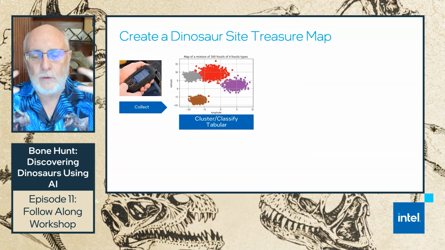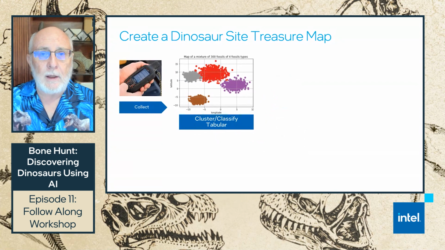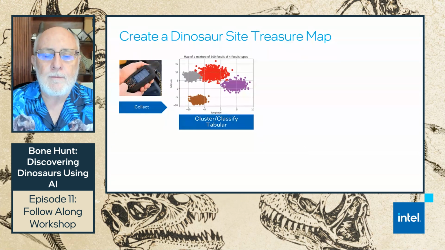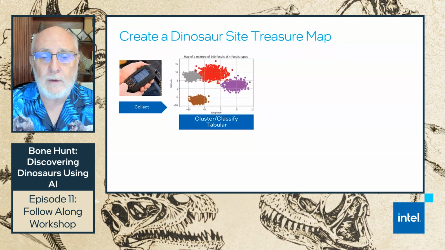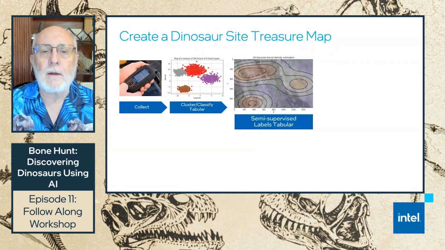Sometimes we just do that in our mind's eye as we're out there in the field. And sometimes it's trickier than that. We want to do it programmatically and have it help us delineate where different bones and teeth and things like that are found. And so the second thing that we do in this exercise is we talk about semi-supervised labeling of the tabular data. And I'll talk about that a little bit more as I get into the workshop.